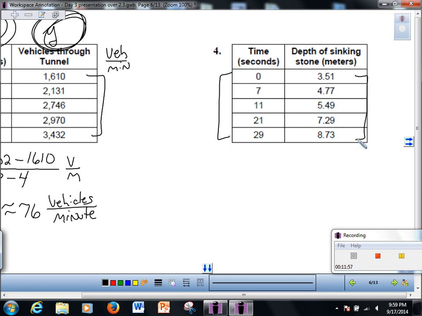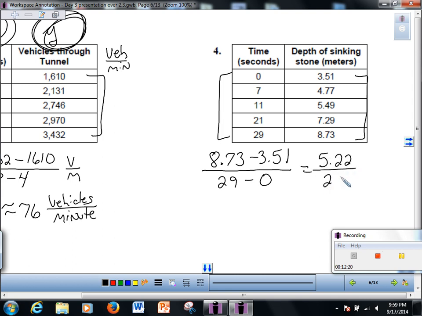I'm going to pick the pace up a little bit now. I'm going to go 8.73 minus 3.51 over 29 minus 0. If I simplify this, I'm going to get 5.22 over 29. If you run that through your calculator, you're going to get 0.18 what? Meters per second.